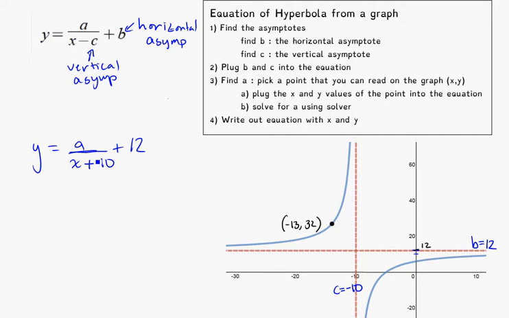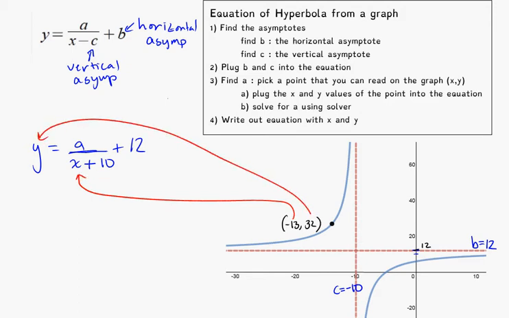Okay. Next thing, find a. Pick a point you can read on the graph. Remember, it's always x first, then y, x comma y. Don't get it backwards. Plug in the x and y values of the point into the equation that we've got. So I'm going to take this x and this y and plug them in. Don't get it wrong, like I just said, negative 13 is x and 32 is y. So I'm going to write my equation as 32 is equal to a over negative 13 plus 10 plus 12.